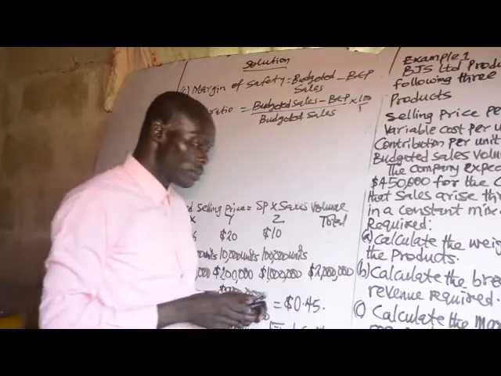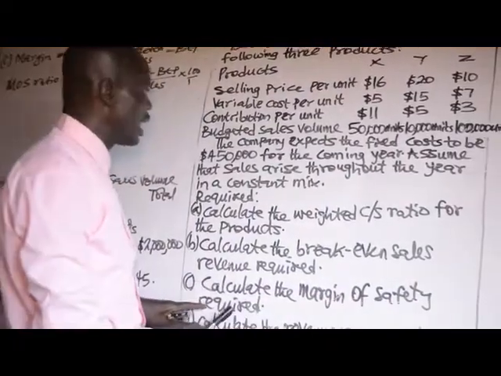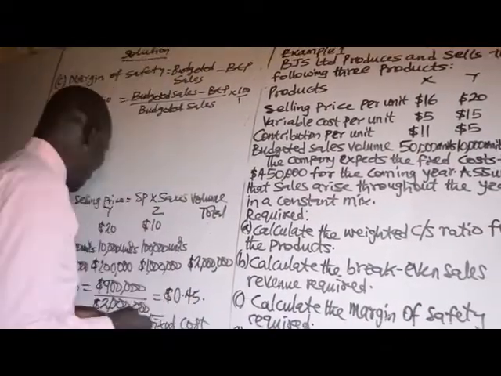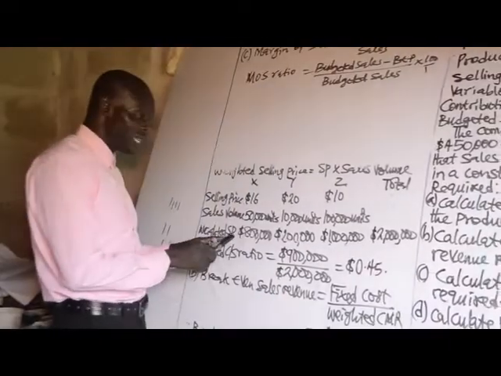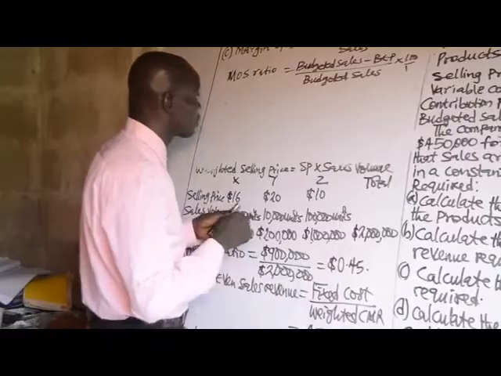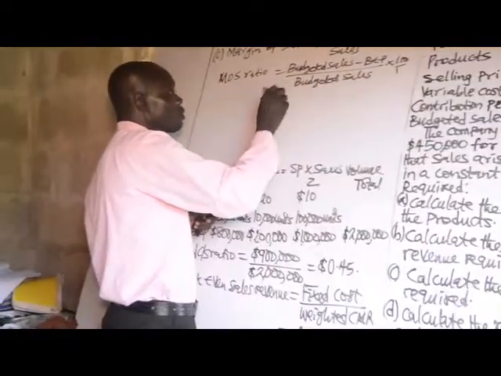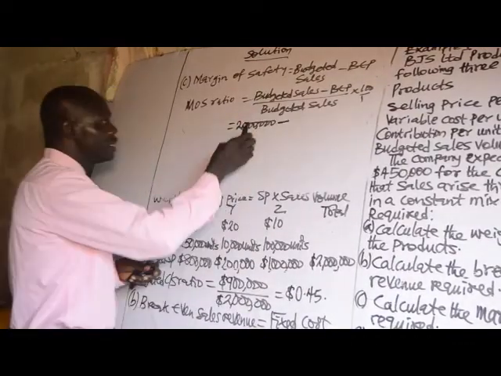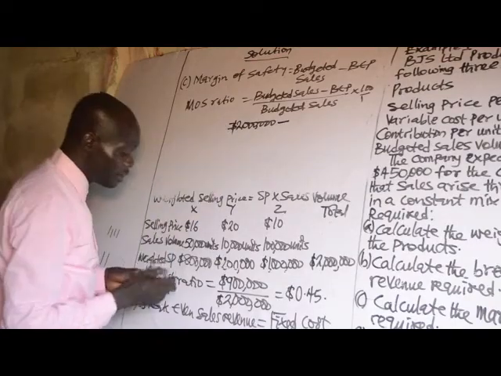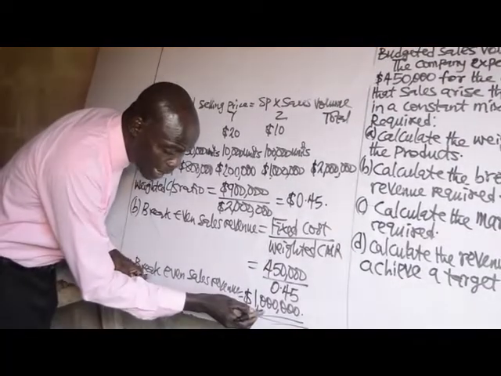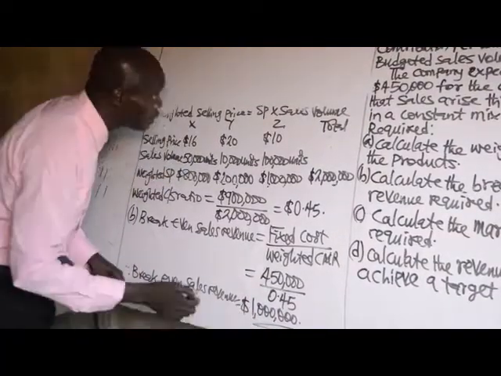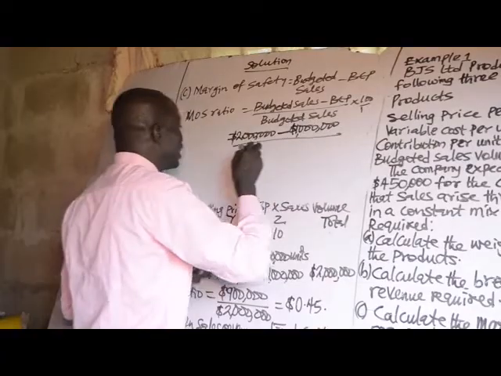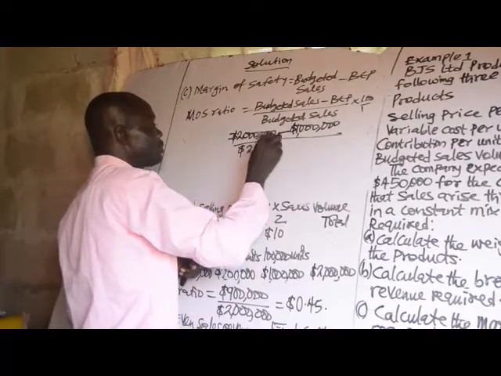Therefore, back to the question. Calculate the margin of safety required. What is the budgeted sales? Your budgeted sales is your total sales revenue as obtained, which is 2 million. So we have 2 million as calculated minus the break-even point of sales in value. And our break-even point is obtained as $1 million. So we have minus $1 million divided by the budgeted sales, which is $2 million, times 100.